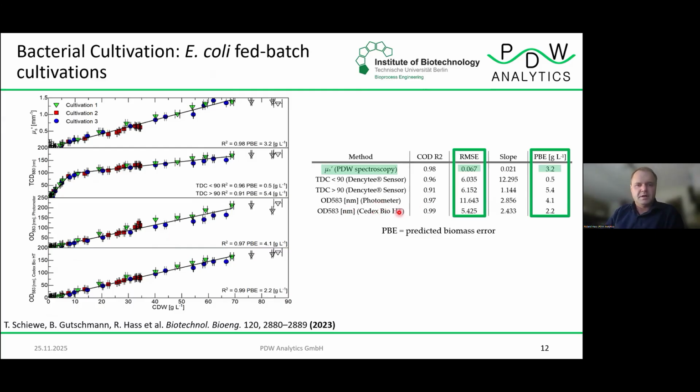What was found is that PDW spectroscopy works really nicely over this range, which was obtained here for cell dry weight, and also with a completely linear behavior, looking into the performance over the entire range, with the best prediction error for the biomass. So how precise you can obtain biomass from an observed scattering coefficient.